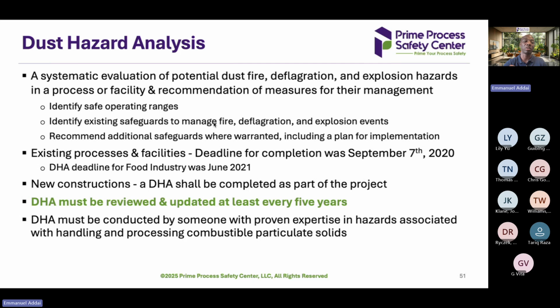This is just a brief overview of our usual plan. We do DHAs, and a DHA is normally a systematic approach to evaluate hazards associated with combustible dust handling. And we have standards, NFPA 652 and also NFPA 60, rather than the current one, which lay down the procedure to do DHAs. And I think this discussion is not about DHAs, so I don't want to go into details.